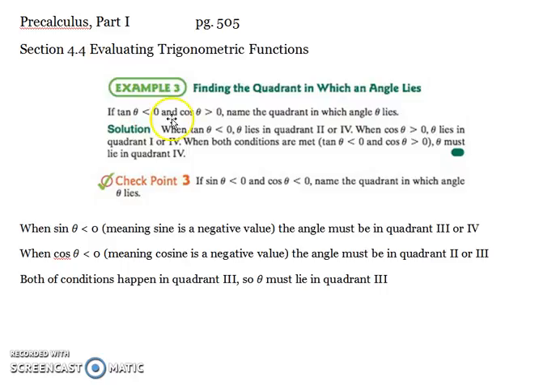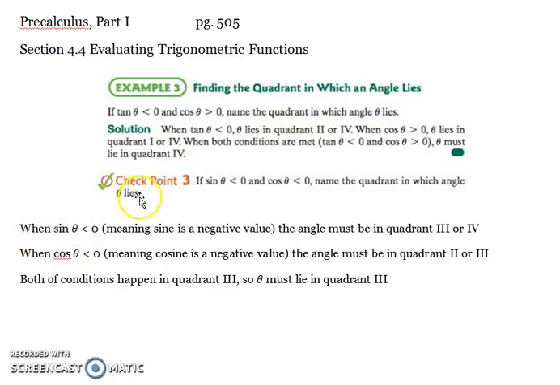So remember that cosine is positive if we're going to the right, that would be your x value, and sine is negative when you're going down, because that's your y value. So to the right and down would be the fourth quadrant. The answer to that would be quadrant 4. Okay?